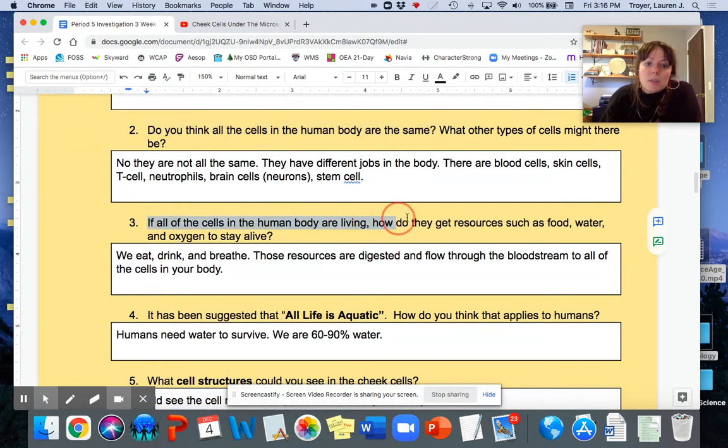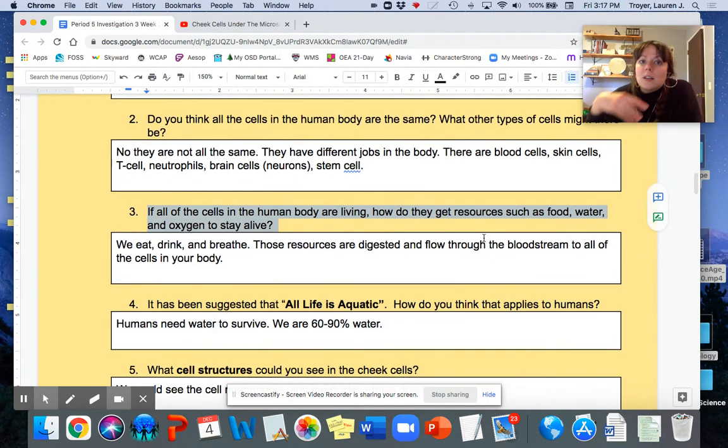If all the cells in the human body are living, how do they get resources such as food, water, and oxygen? How do all those resources flow from once you eat them to every single cell in your body? Like you eat a cheeseburger, how does that get to my toes, right? How does it get to the tips of my fingers, right? A cheeseburger doesn't flow through my body. The stomach breaks it down into tiny little molecules, and then it flows into the bloodstream. And then the bloodstream carries it all over. When I inhale oxygen into my lungs, then it enters the bloodstream and it gets carried all over my body.